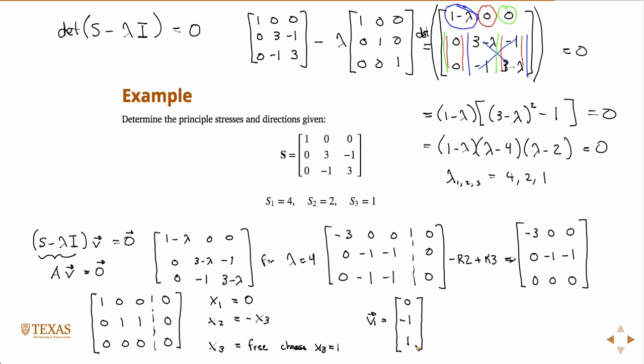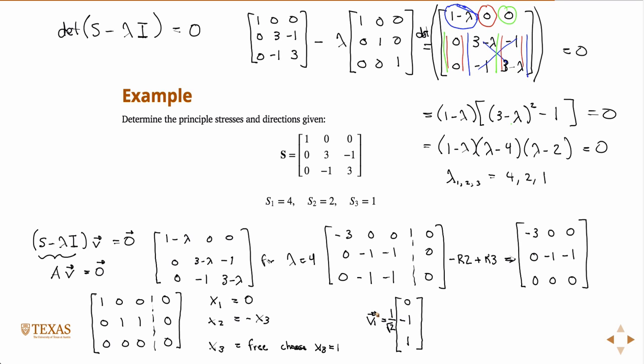And if we want to make this a unit vector, what do we do? Yeah, you divide by the square root of the sum of the squares of the entries. If I square all the entries, I have 0, 1, 1, and add them up, 0 plus 1 plus 1 is 2, and take the square root of that. So if I want to make it a unit vector, I just have a 1 over root 2 out here.